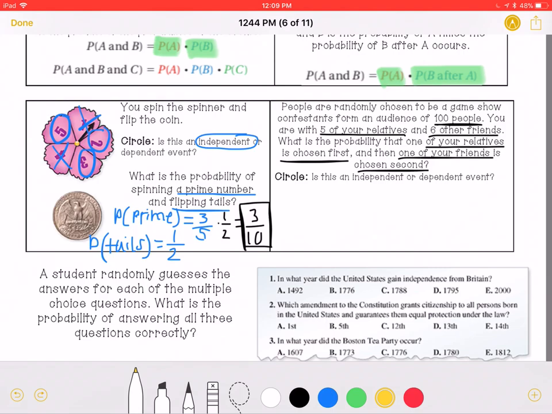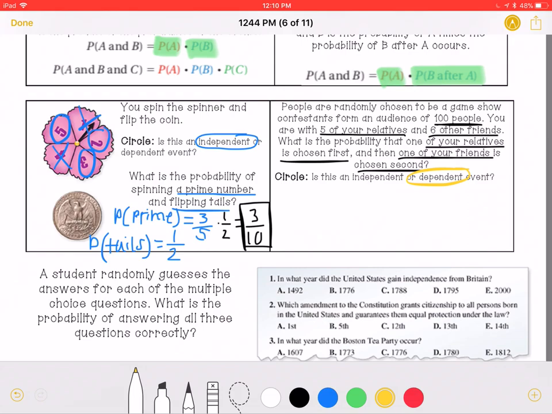Or I guess I should be circling that. Because when you choose that first person out of 100 people, right, you chose them, so you can't choose them again. You took them out of the group. So there's no longer 100 people to choose from. You now only have 99 people to choose from. So when you go to choose a friend second, you're only choosing from 99, not 100. So these events depend on one another. Does that make sense? I hope.